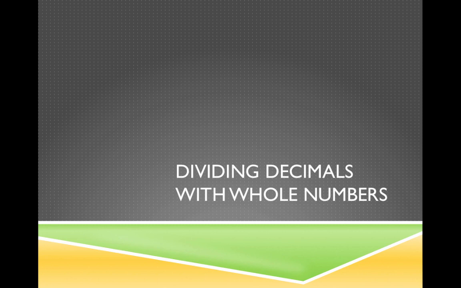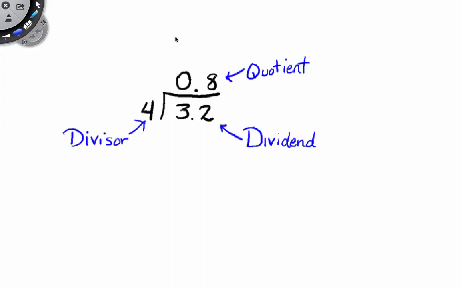Today we're going to be learning about dividing decimals with whole numbers. But before we go on any further, we're going to review some important terms. The first important term is divisor. Remember that the divisor is the number that you are dividing by.